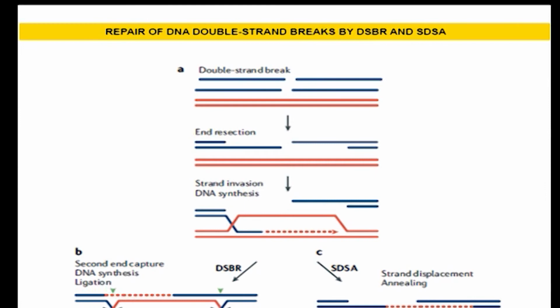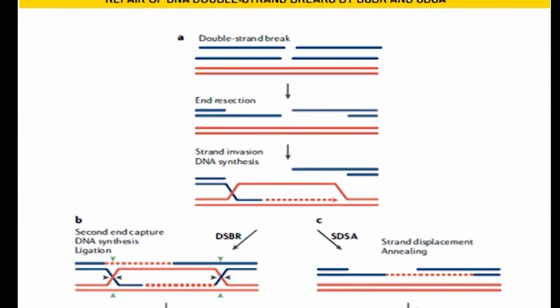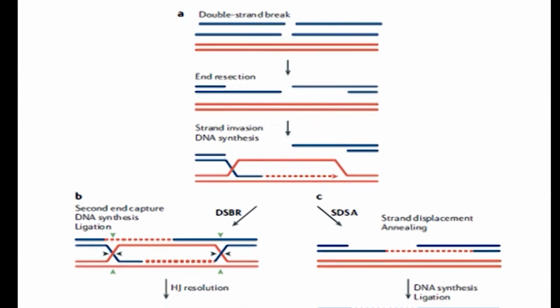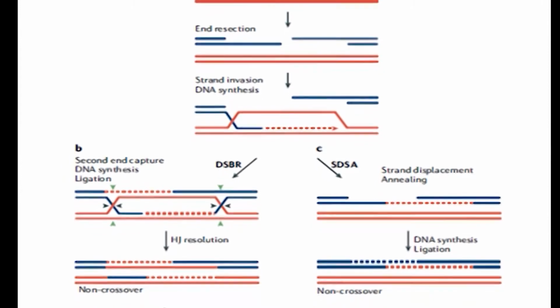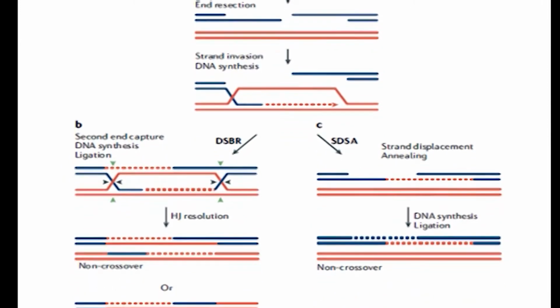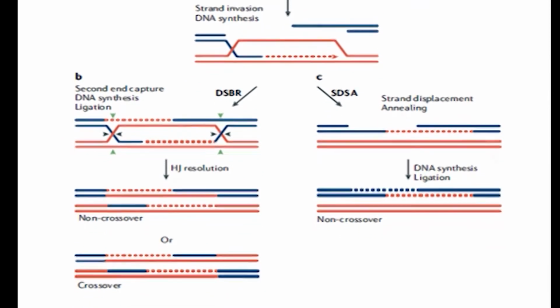Complementary base pairing anneals the newly synthesized 3' end of the invading strand to the other 3' end overhang in the damaged chromosome. Remaining flaps of DNA are removed. The SDSA pathway finishes with the ligation of single stranded gaps.